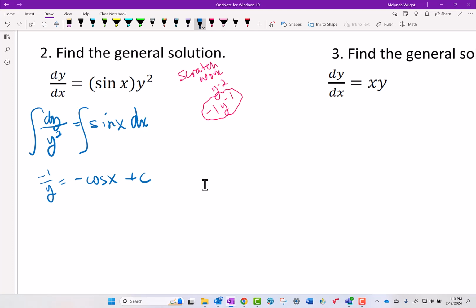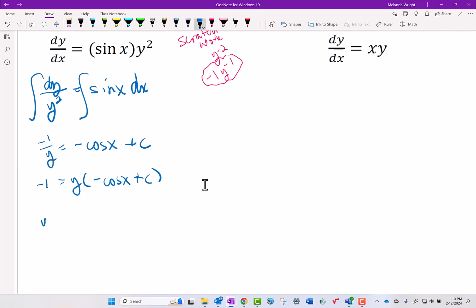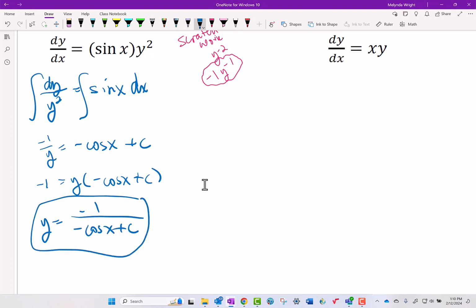All right, so what I'm going to do is multiply both sides by y just to get it off the bottom. We need to solve for y anyway. Now when I solve for y, I'm just going to divide both sides by that negative cosine x plus c. So y is going to be negative 1 over negative cosine x plus c, and I'm done. So I solved for y.